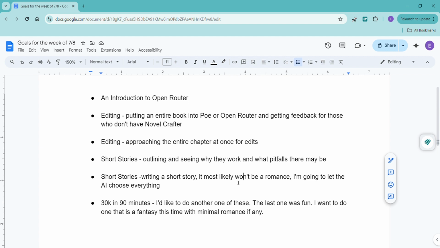So there's going to be a video about Open Router, just the parts of it. I've had some questions on what it actually is, how it works. We're just going to break it down a little bit. That'll be a really fast video.